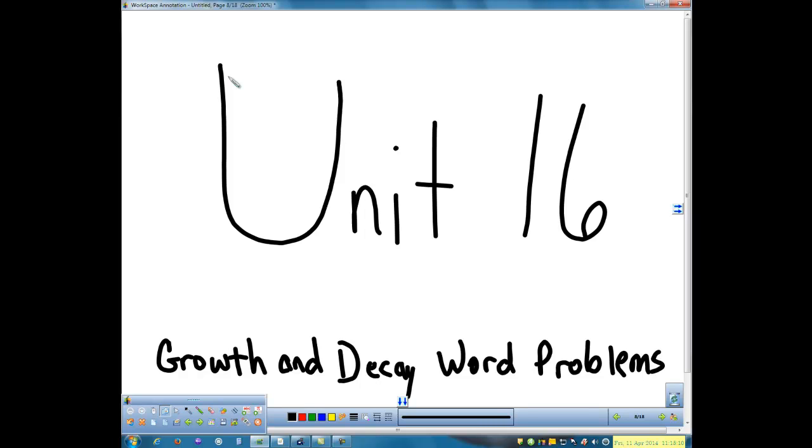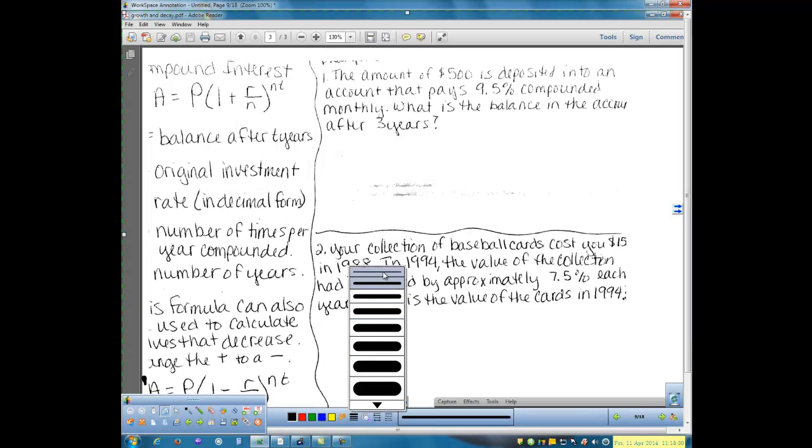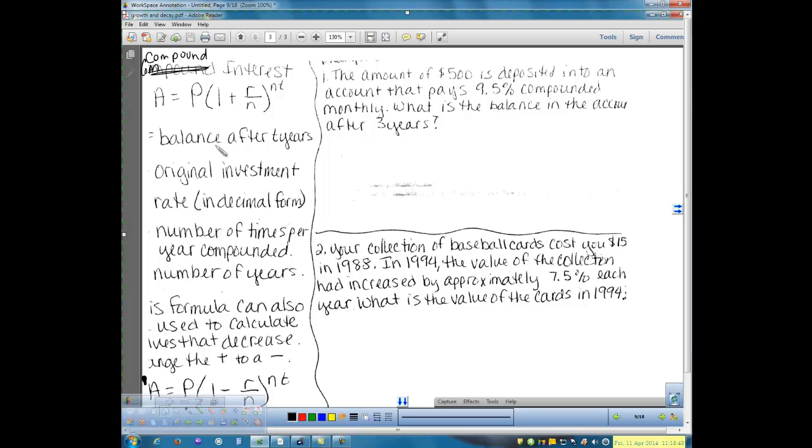We continue Unit 16 with growth and decay word problems. We will be talking about compound interest. Compound interest is in the formula A equals P times (1 plus R divided by N), all raised to the N times T power. A is equal to the balance after T years.